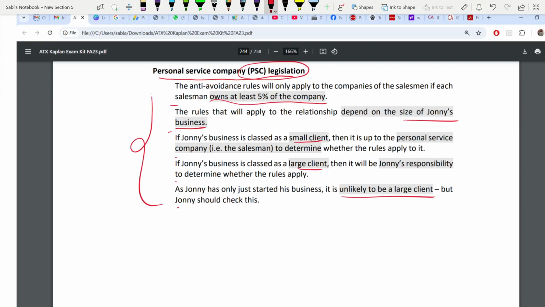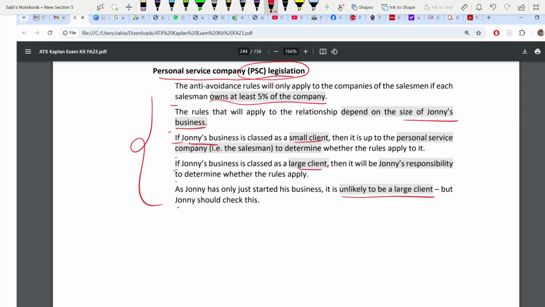Here, you have to write if there's a possibility. If it's a small client, who is the small client? Johnny's business. Always mention the name of the company. If Johnny's business is a small client, then who will decide? This is why you have to know the rules of PSC very well, and it's purely from your ATX knowledge. Textbook. My lectures are enough. I've covered it. In fact, I've drawn a diagram also very beautifully where I've summarized it. Small client, large client, how do you determine? So this size matters a lot.